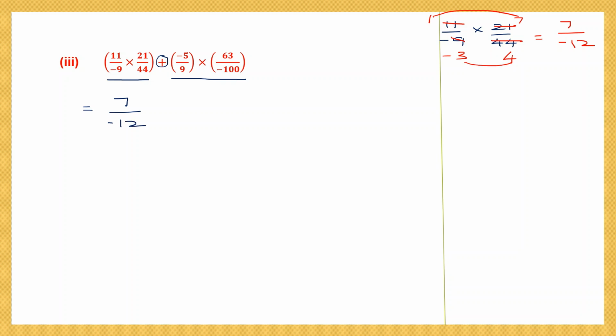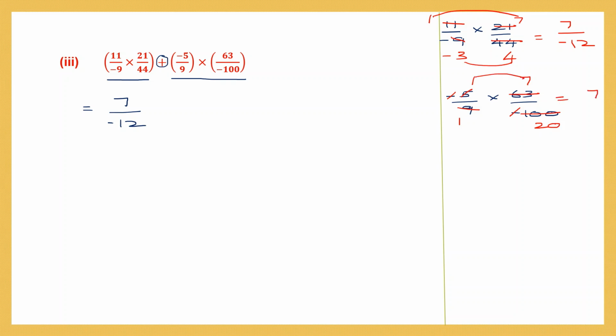Now next let's do the next multiplication, which is minus 5 by 9 into 63 by minus 100. Okay, so here we can first cancel the minus signs because it's in the numerator as well as the denominator. Now we can cancel 5 and 100. We can divide both by 5. 5 ones are 5 and here 5 twos are 10 and a 0. So 5 into 20 is 100. Now we can cancel 9 and 63 both by 9 itself. 9 ones are 9 and 9 sevens are 63.